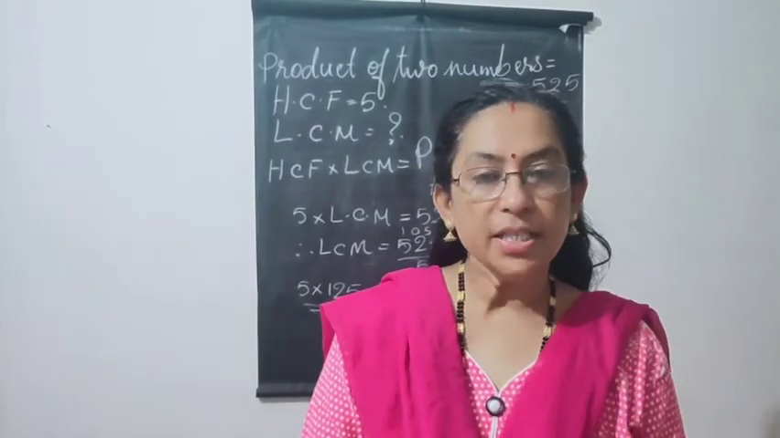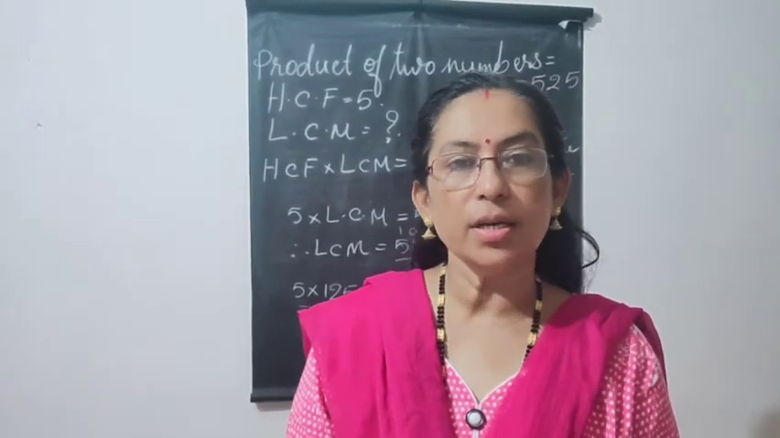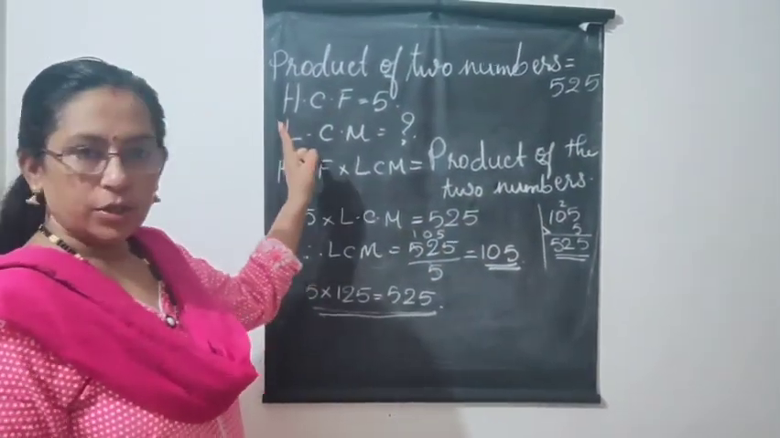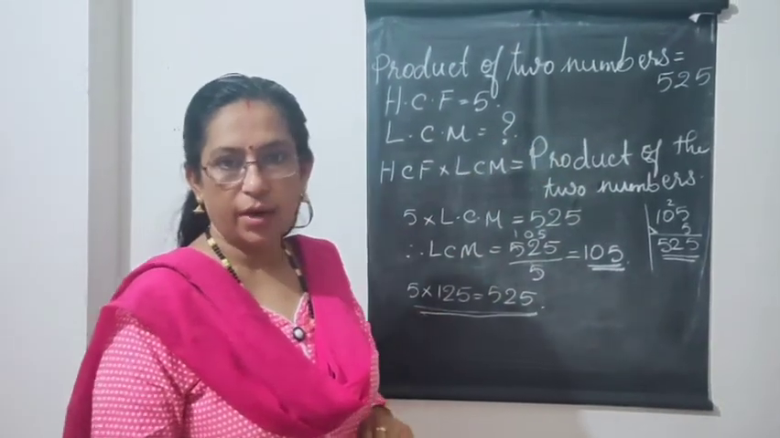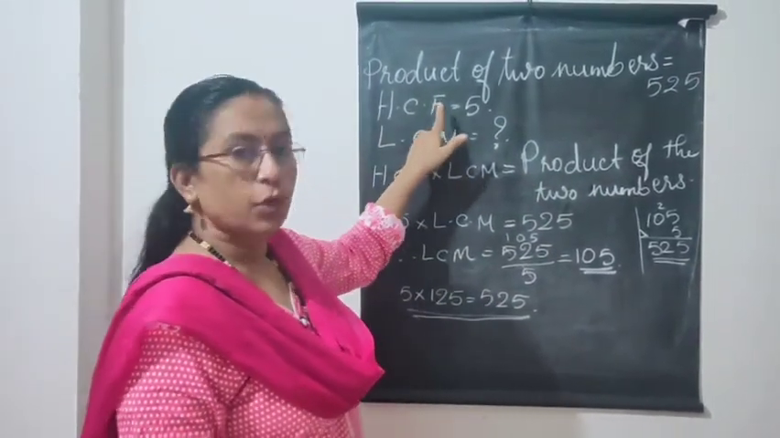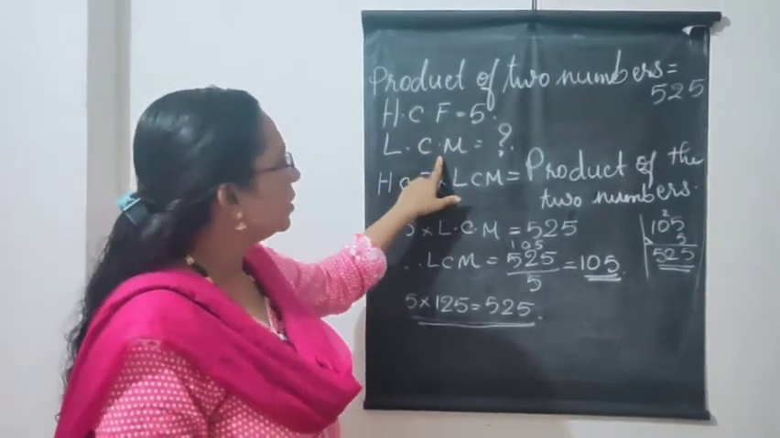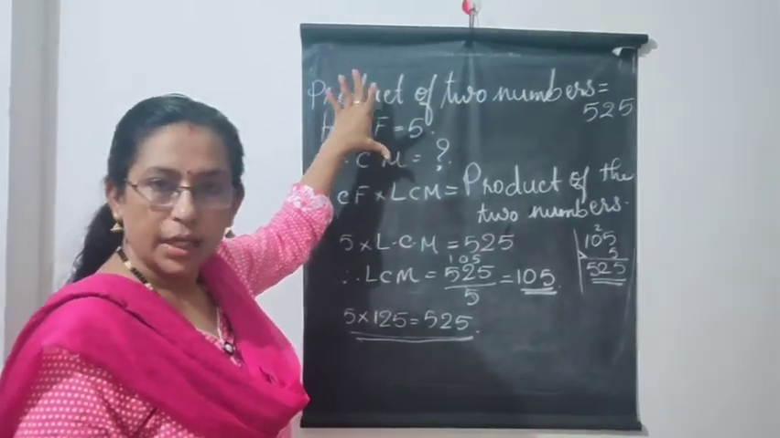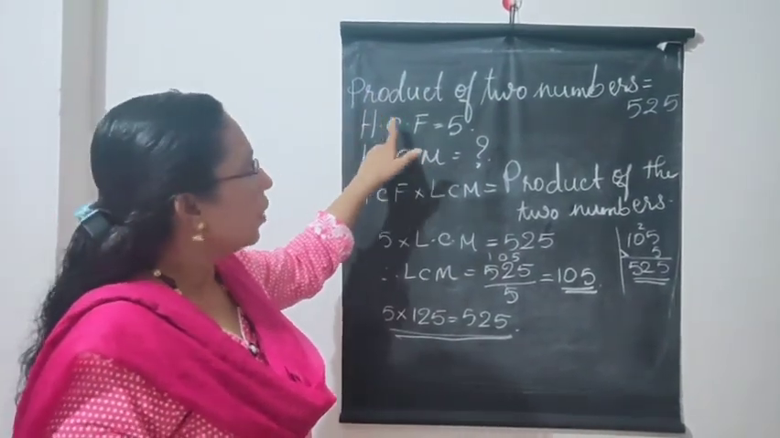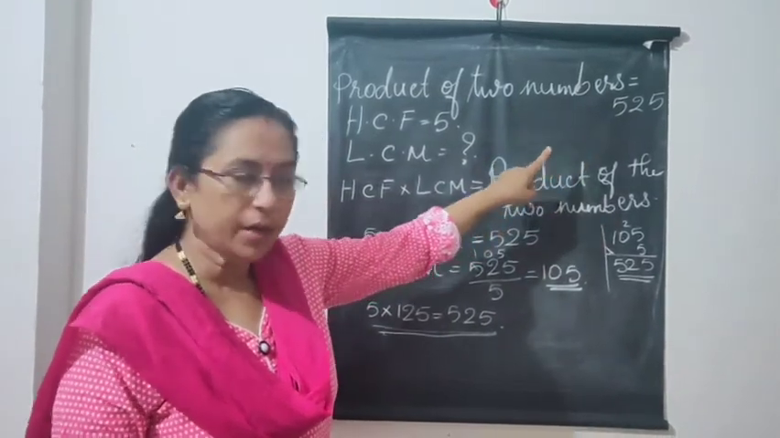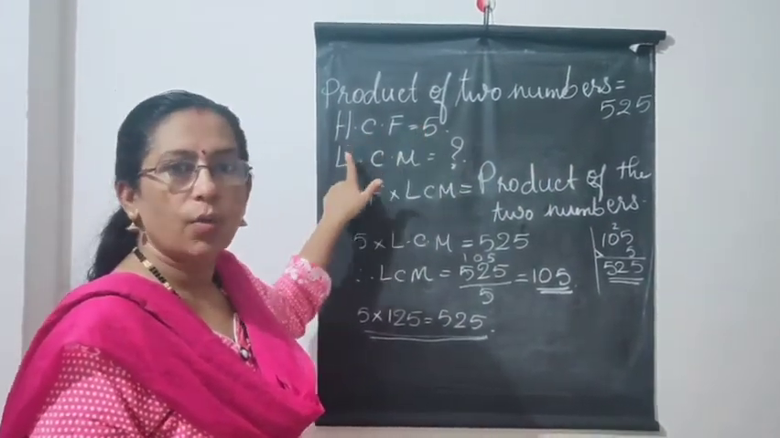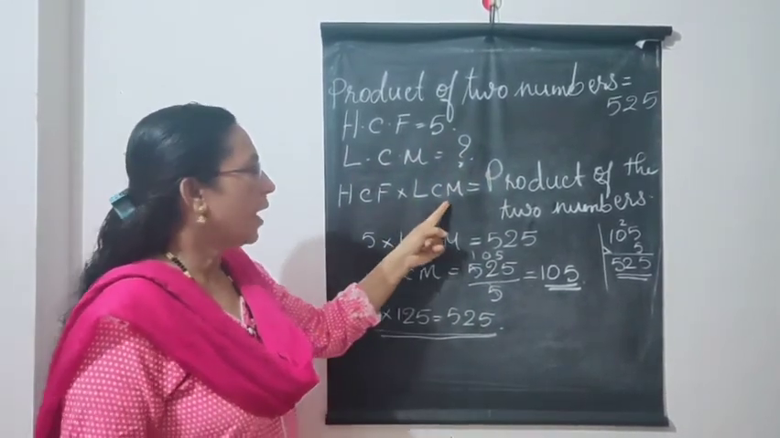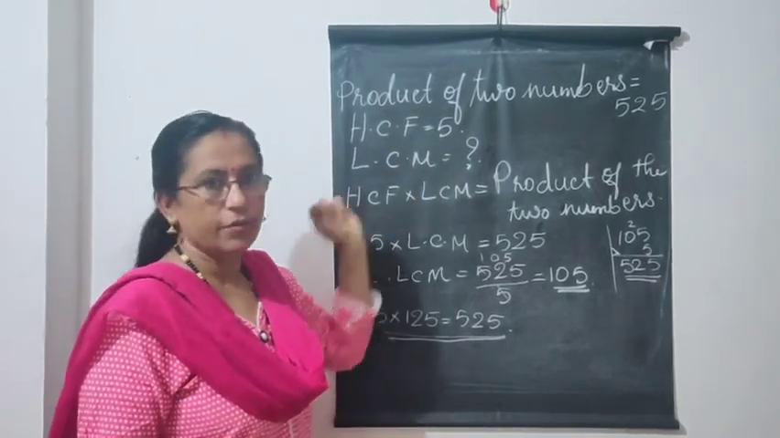Okay. Page number 66 from textbook, checkpoint number 12 question. Please see the question. Product of two numbers is equal to 525. HCF is equal to 5. What we have to find out? LCM we have to find out here. These are the information given in the question. How can we find out LCM from all this information?